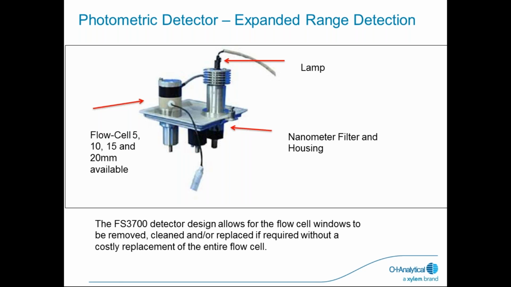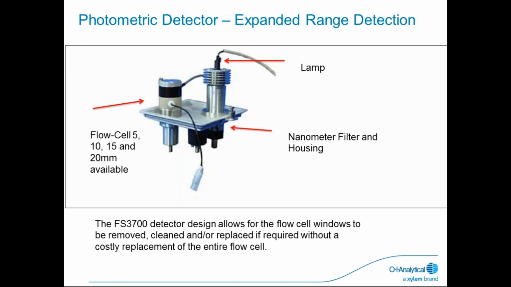So here's a little bit of a breakout of the photometric detector with expanded range detection. Again, the lamp is up top. At the bottom right-hand side is where the nanometer filter is housed. Flow cell, we do have 5, 10, 15, and 20mm flow cells available. Say for the low-level orthophosphate, you would be using the 20mm flow cell.